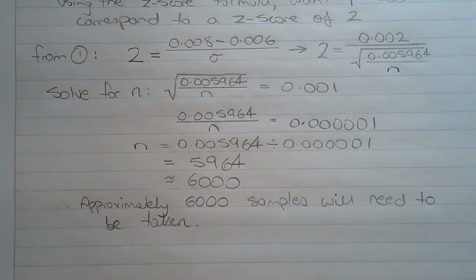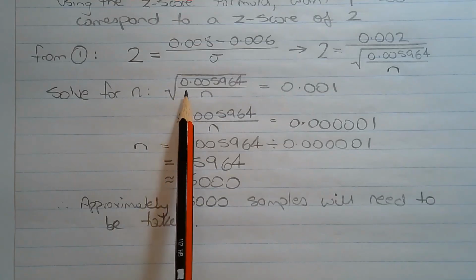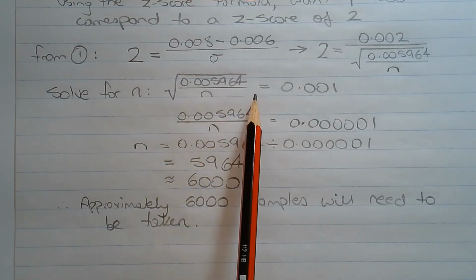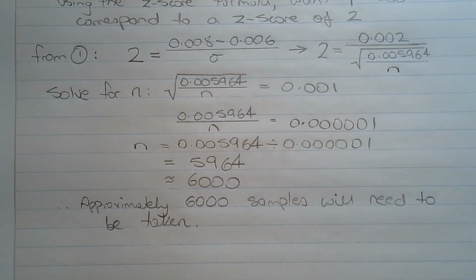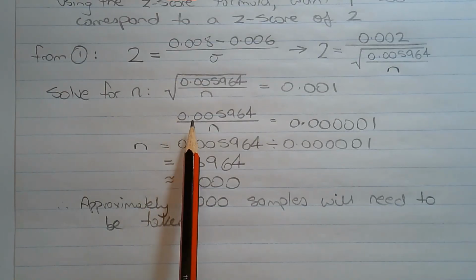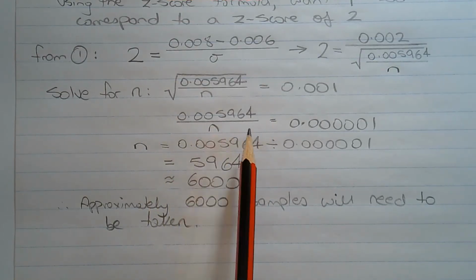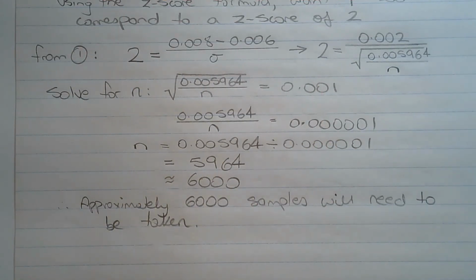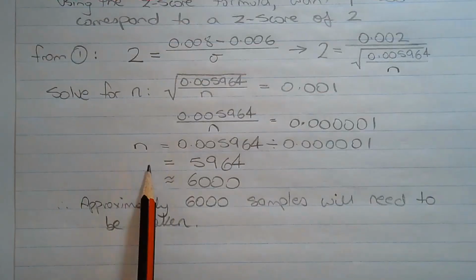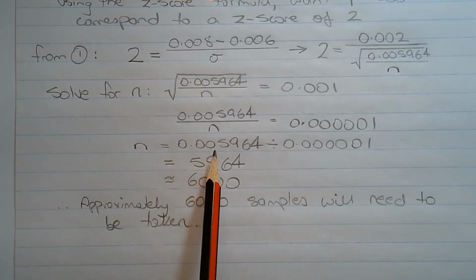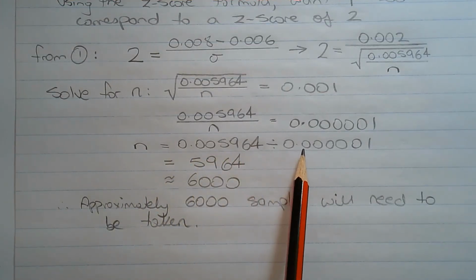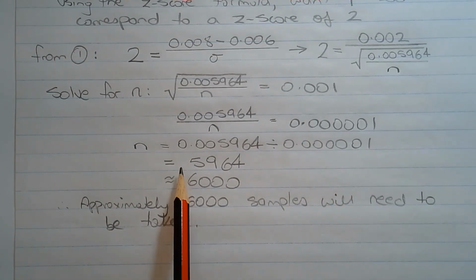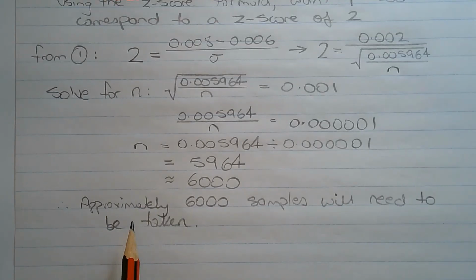Next, we solve for n. So the square root of 0.005964 over n is equal to 0.001. So 0.005964 over n is equal to 0.000001, squaring both sides. And making n the subject of the formula, we get 0.005964 divided by 0.000001, which equals 5,964, which is approximately 6,000. So approximately 6,000 samples will need to be taken.